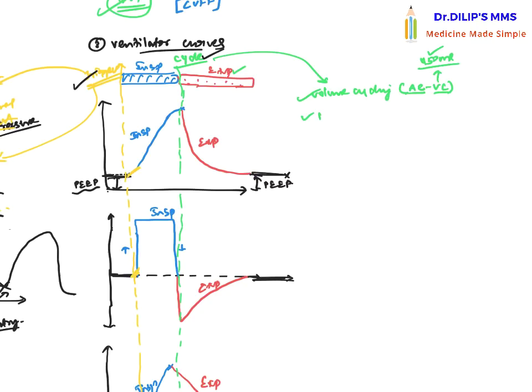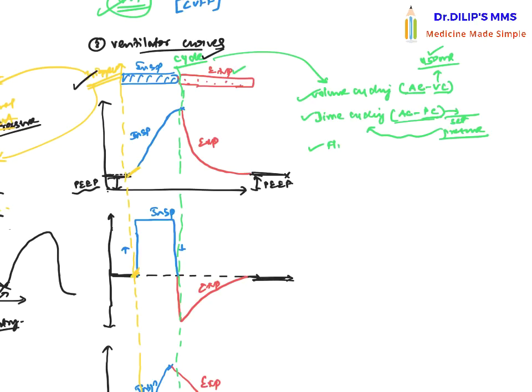The second one we call time cycling. Again, we use time cycling in assist control modes, usually pressure control modes, so assist control pressure control ventilation, which we call ACPC. In this, you deliver a ventilator breath up to a set pressure, and this set pressure is maintained for a particular amount of time. That's what we call time cycling. So we usually use it in assist control pressure control, ACPC modes.